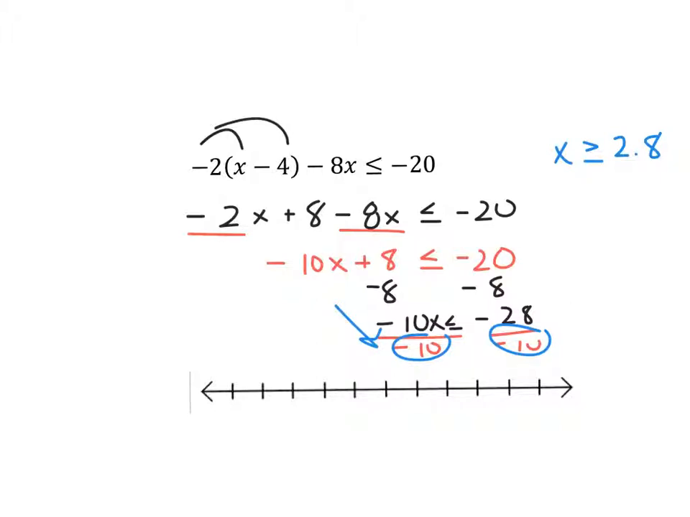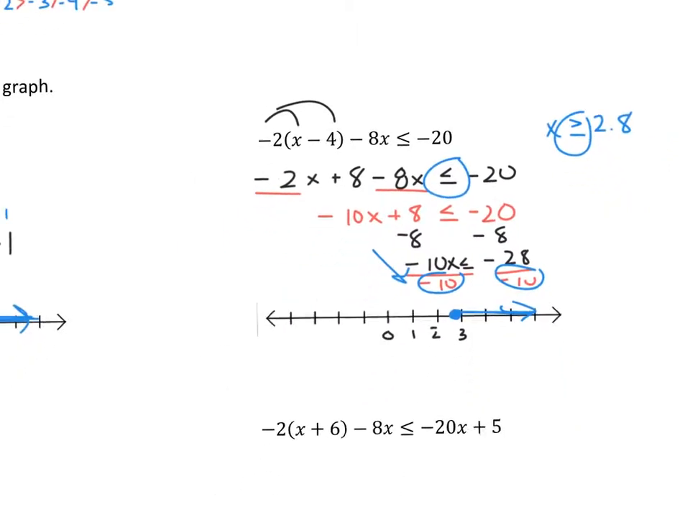So I put a 0 right here, 1, 2, 3, and then 2.8 right here. And this is going to be a closed dot because it's a greater than or equal to. It's equal to. And I'm going to shade to the right because these numbers are greater than or equal to 2.8.